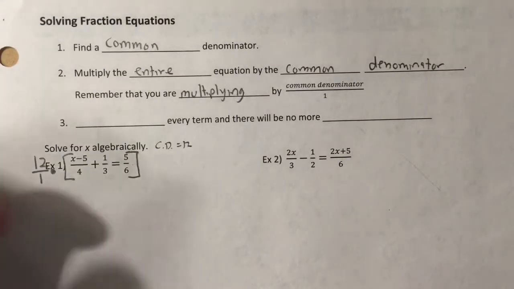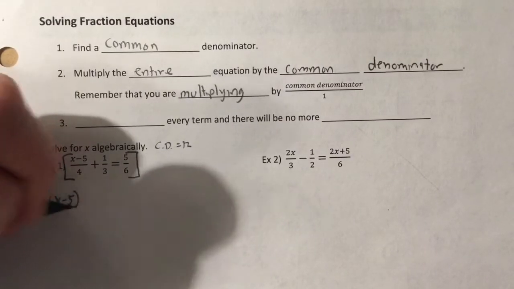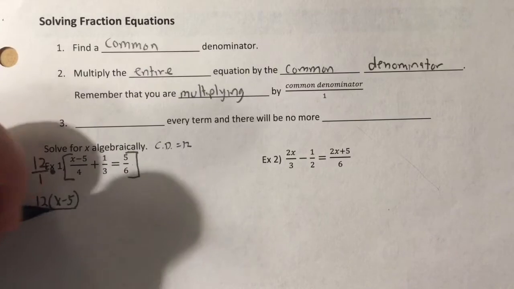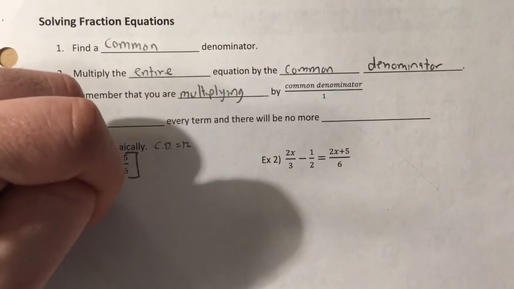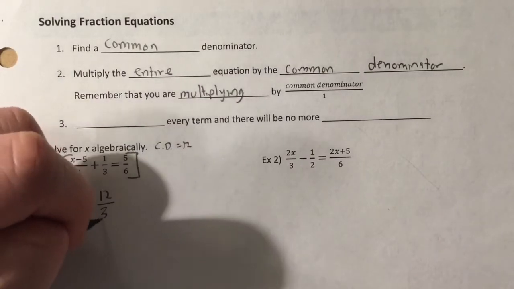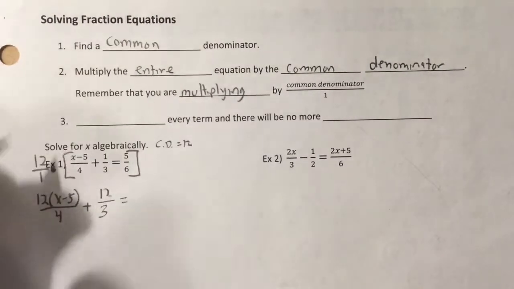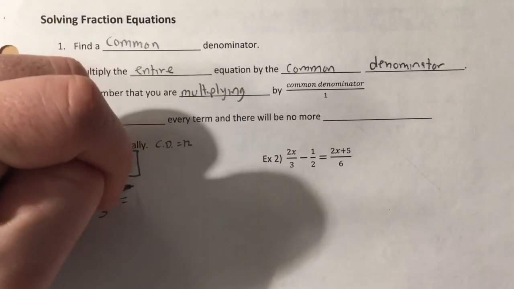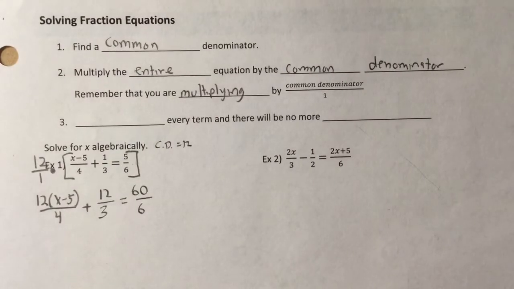So the way I'm going to do this is I'm going to write it like this. 12 times the quantity of x minus 5, and multiplying the bottom by 1, so that stays as 4, plus 12 times 1 is 12. I'm multiplying the bottom by 1, so that stays at 3. Equals 12 times 5 is 60, and I multiply the bottom by 1, which is 6.